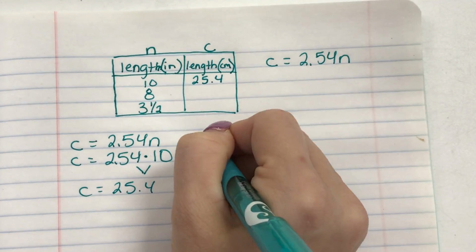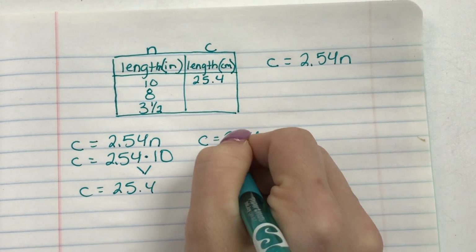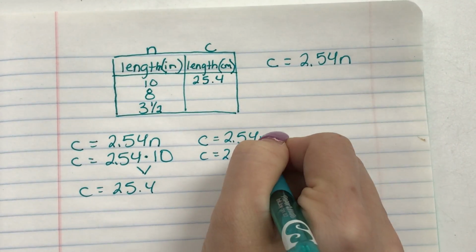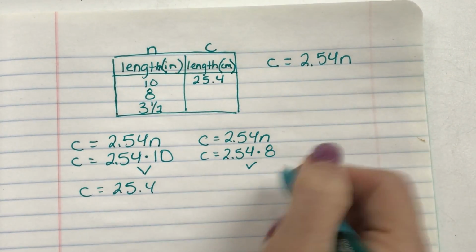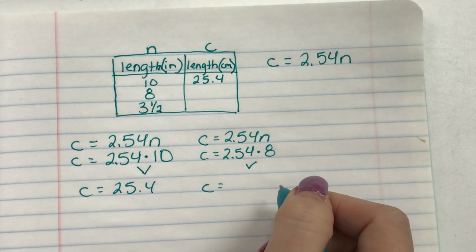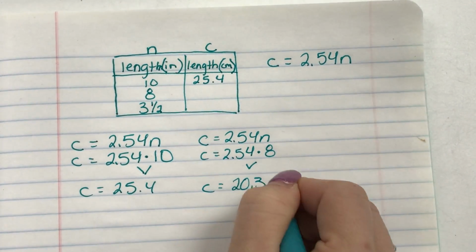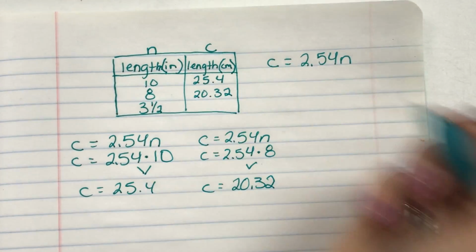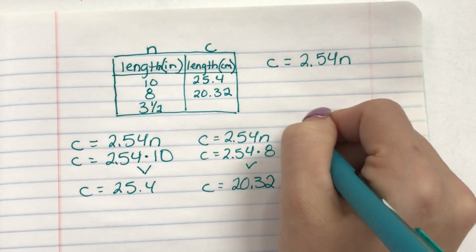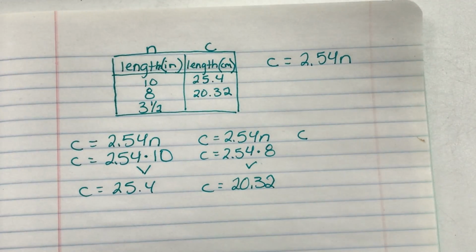All right. Second one, 2.54n again. So we got C equals 2.54 times what? 8. And then that's going to give me C equals, Alex? Good, 20.32, 32 hundredths. And I want you to do the last one on your own. If the fraction messes you up, just change it to a decimal.